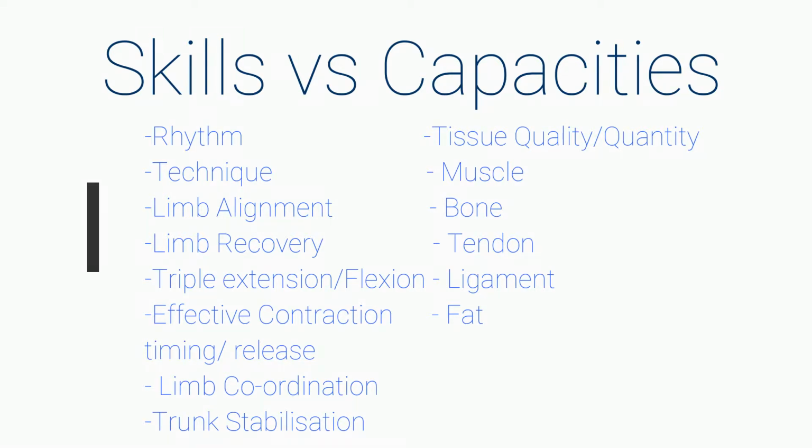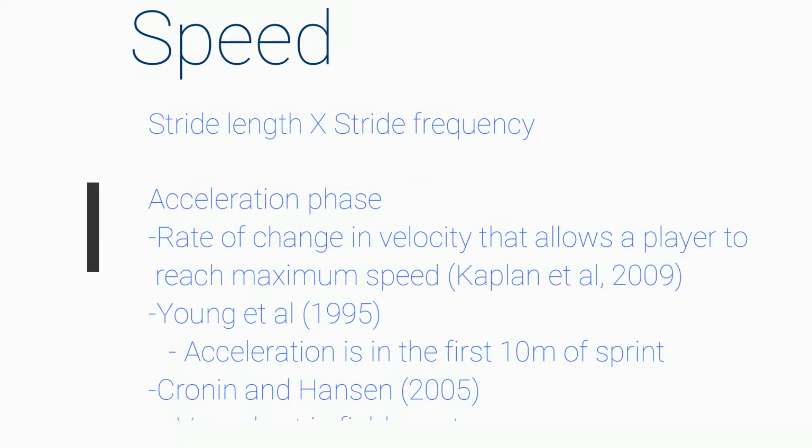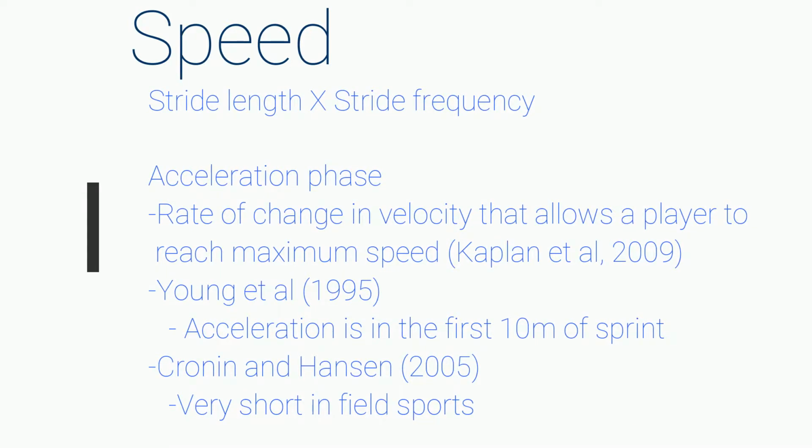So first of all, in this video we're going to be looking at speed, and specifically the acceleration phase. Acceleration is the rate of change in velocity that allows a player to reach maximum speed, from Kaplan et al., 2009. Young et al. in 1995 stated that acceleration is in the first 10 meters of the sprint, and Cronin and Hansen supported that statement by saying acceleration is very short in field sports. That was in 2005.